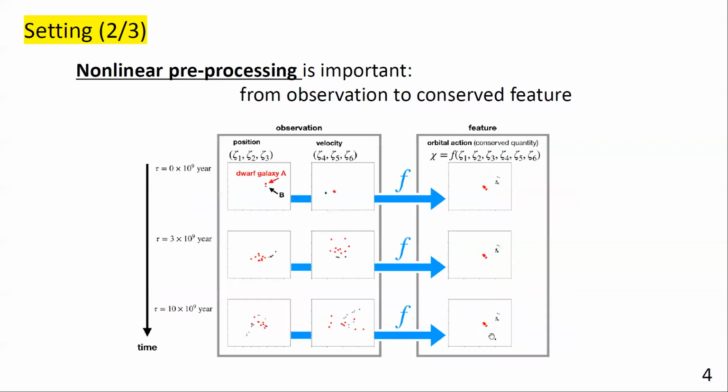Okay. And then we describe the second setting. In the analysis of astronomy, nonlinear preprocessing is particularly important. I mean, we transform the raw observation to some feature vectors by using some physical transformation. Please look at this example. The left one shows the stars of the developing galaxies. Dr. Hattori conducted a numerical simulation of the development of galaxies. And as you can see, stars in each galaxy A and B are gathered at the same time, at the time zero here.